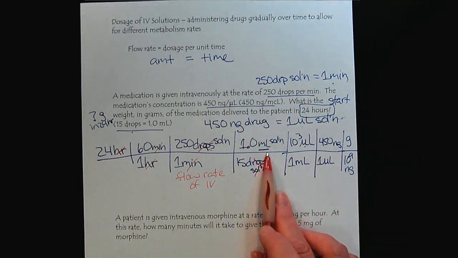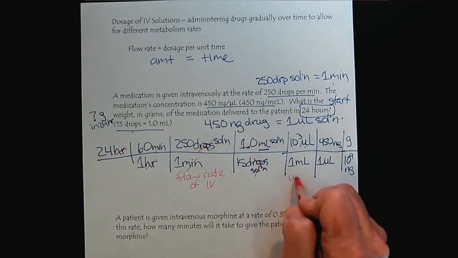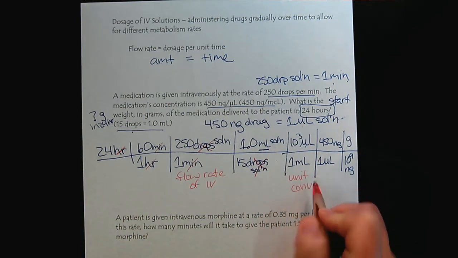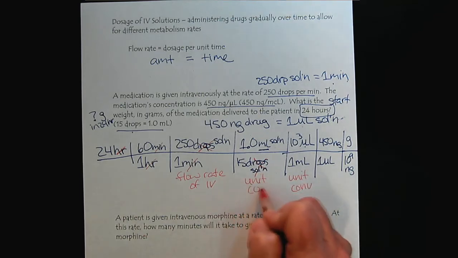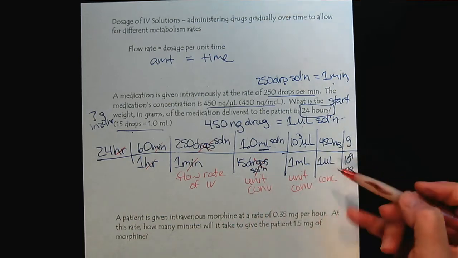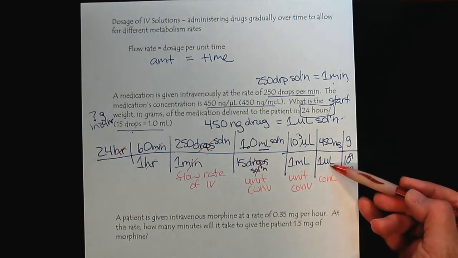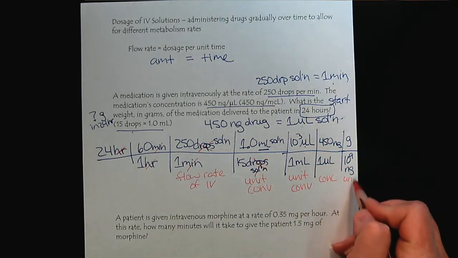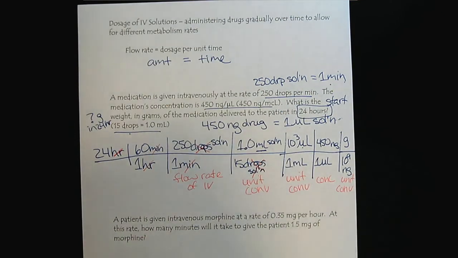Unfortunately, for better or for worse, here's milliliters, here's microliters. So we do another unit conversion. And this is another unit conversion. Okay, and now we have the concentration of the IV solution, 450 nanograms per microliter. And then one last unit conversion. So now we've got our hands full. We've got a pretty lengthy calculation to do. So we'll go ahead and plug that into our calculator.